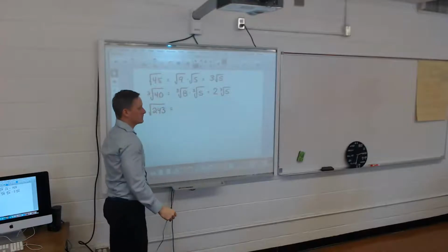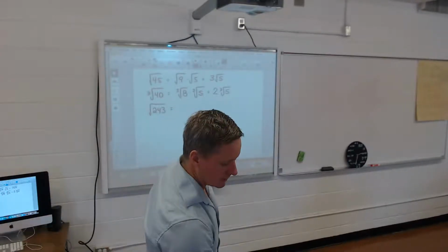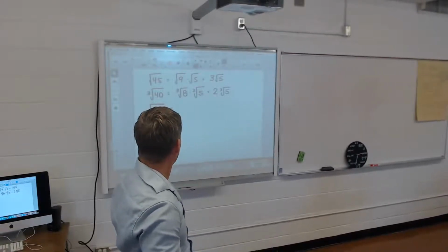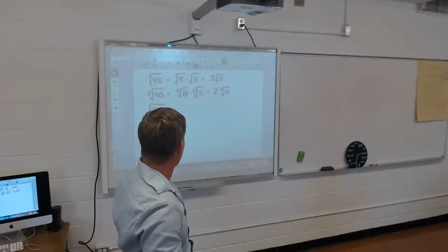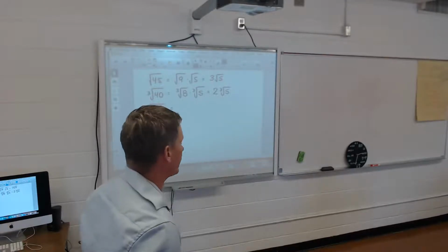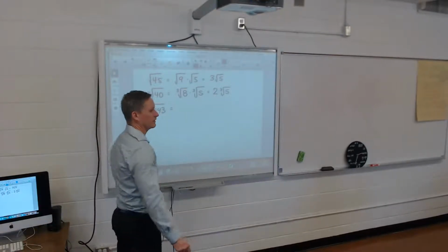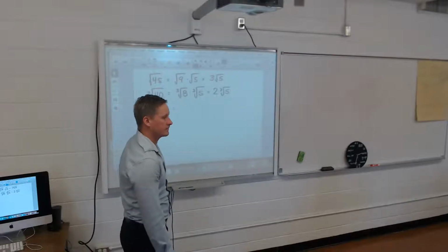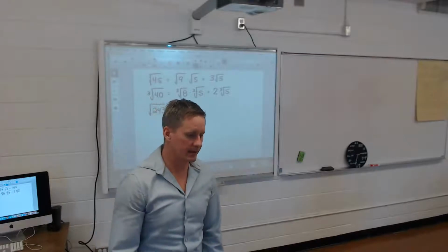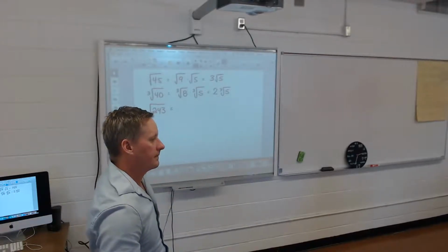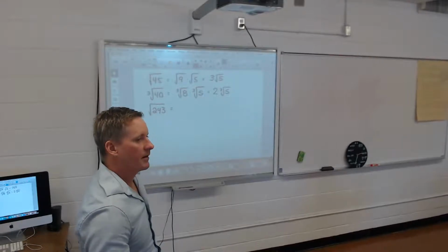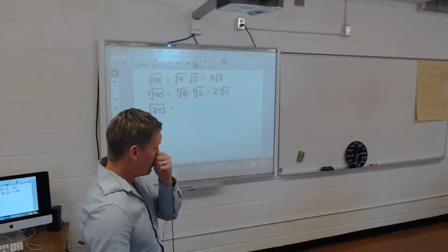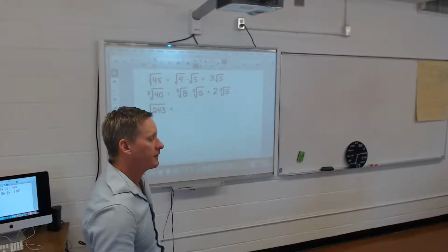The last one, 243. This one was a little trickier because it was bigger. You could have done this a couple ways. What is a perfect square that goes into 243? What's the largest one that goes in? Try a couple in your head and see how this goes. Use your calculator. This is the one time I would suggest using your calculator. Go ahead. 9. 9 works? Yeah, keep going though. 9 definitely works.